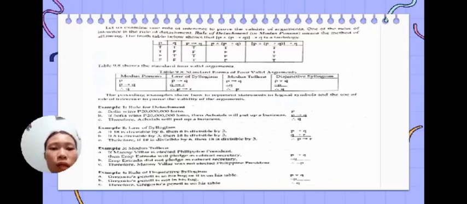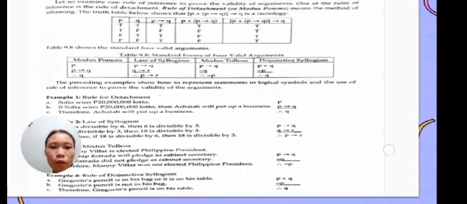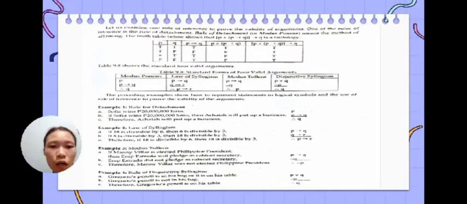So the preceding examples show how to represent statements in logical symbols and the use of rules of inference to prove the validity of the argument. So here's the example. Example number 1, rule of detachment. A, Sophia wins 20 million lotto. And letter B, if Sophia wins 20 million lotto, then Akea will put up a business. So therefore, Akea will put up a business.